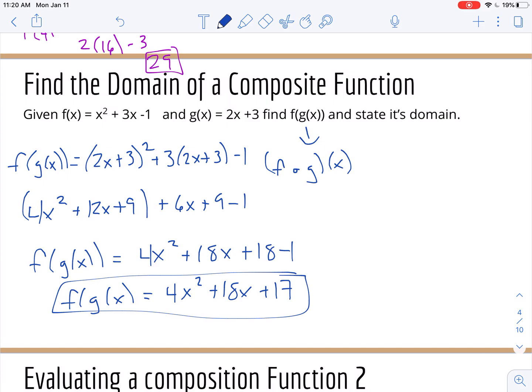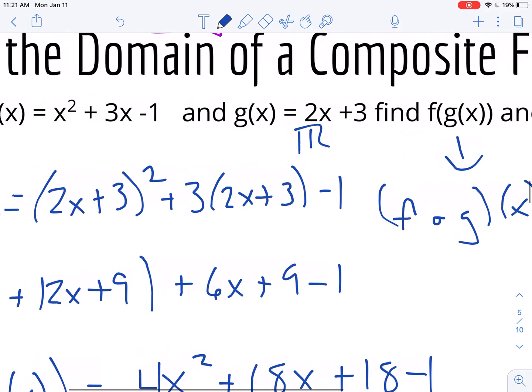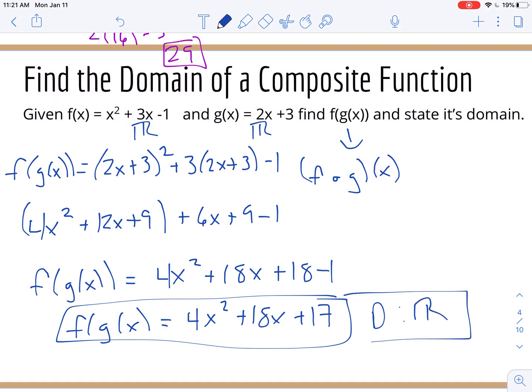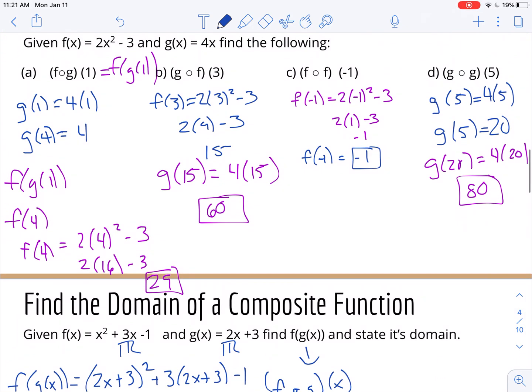Now I can say that my domain here, well, this is where these are really easy because these are both polynomials. So my domain of both of these is all real numbers. You got to love working with polynomials because when both have all real numbers as a domain, your new domain is just all real numbers yet again. Nice and simple. I like it that way. Now I'm going to go back up here and actually show you something different.